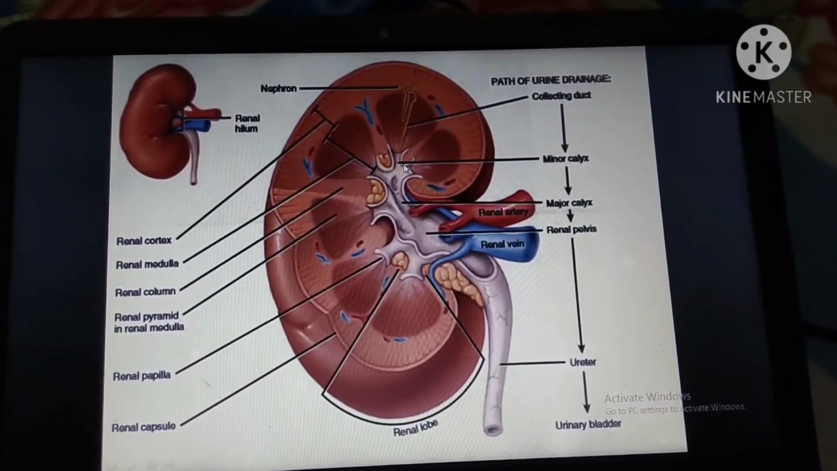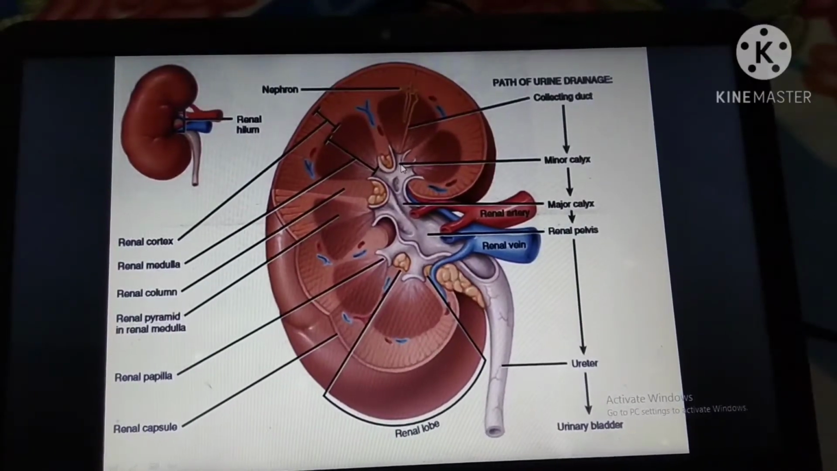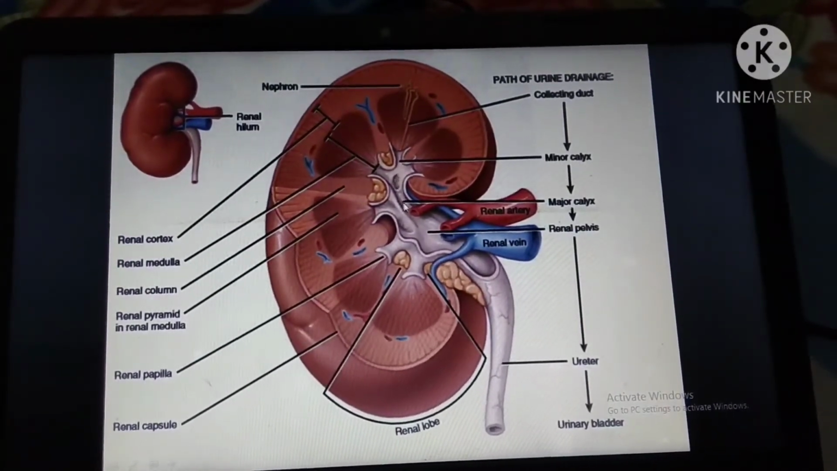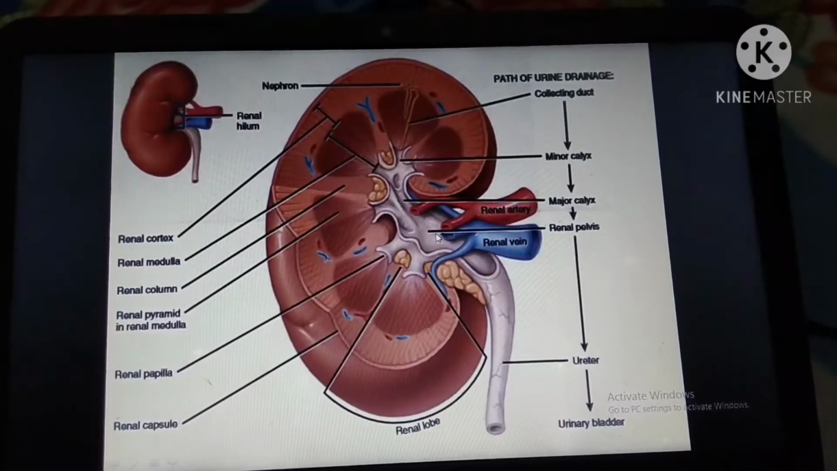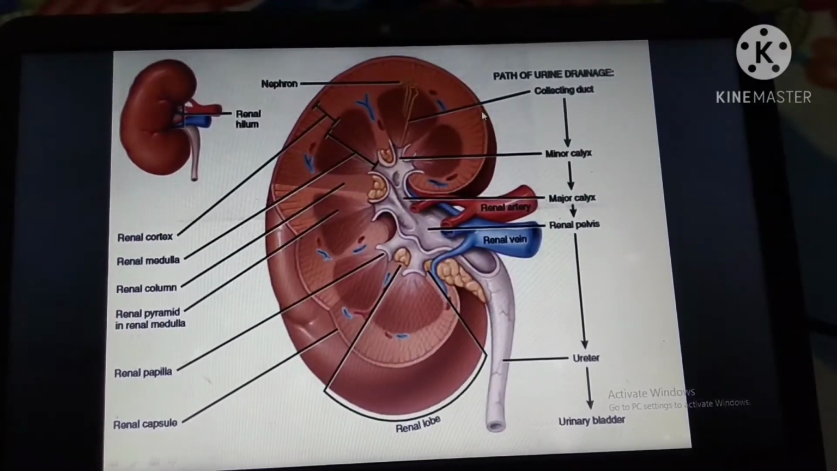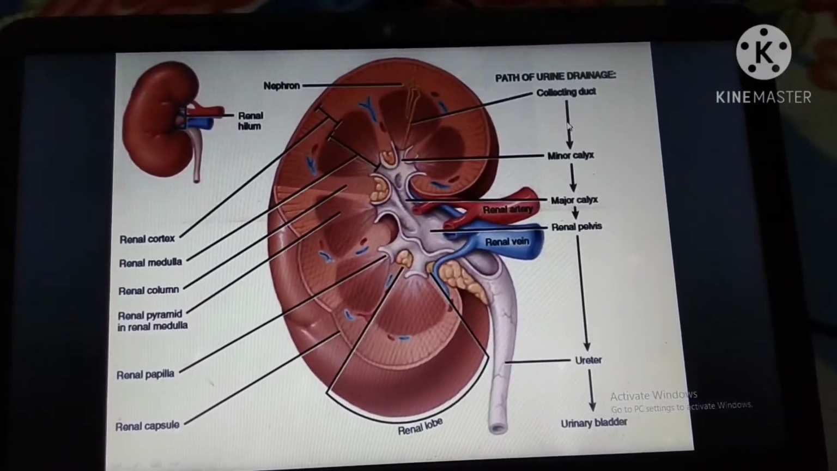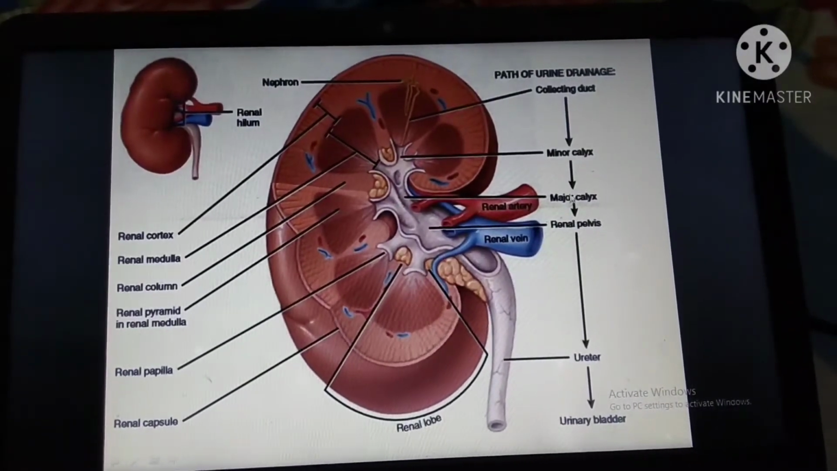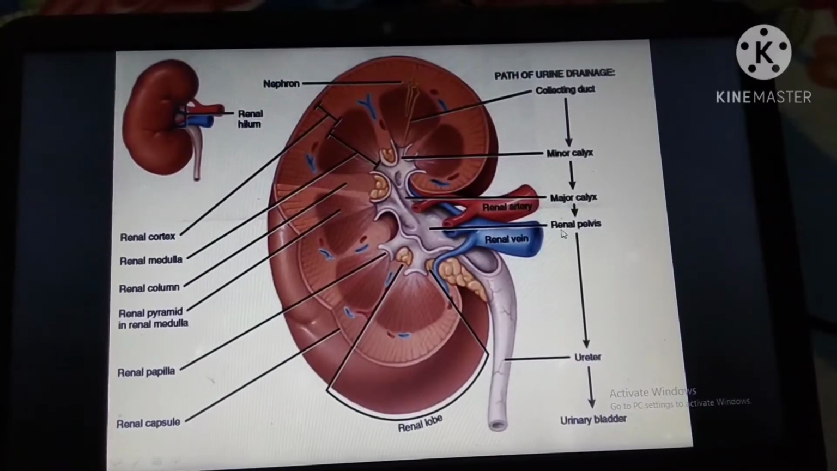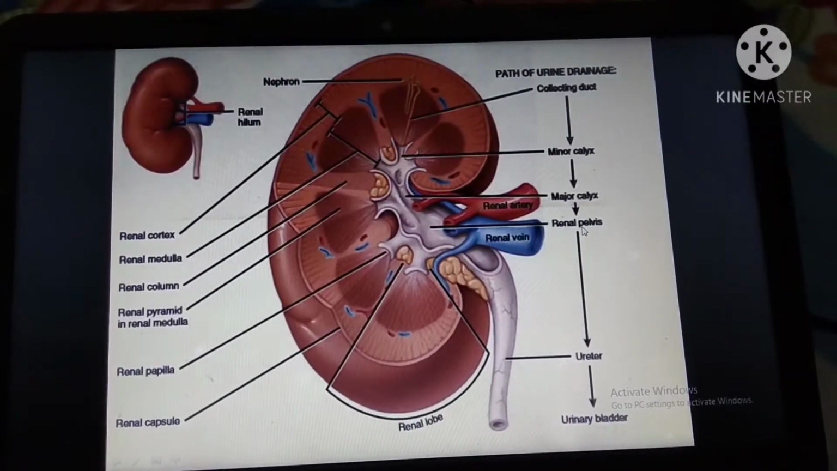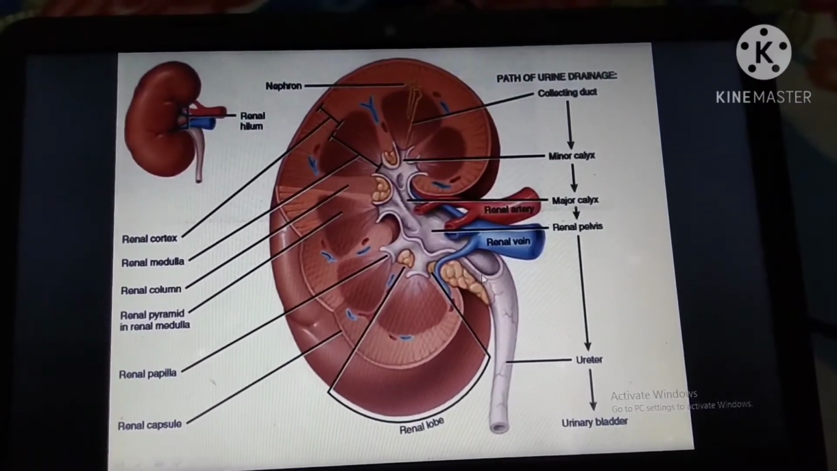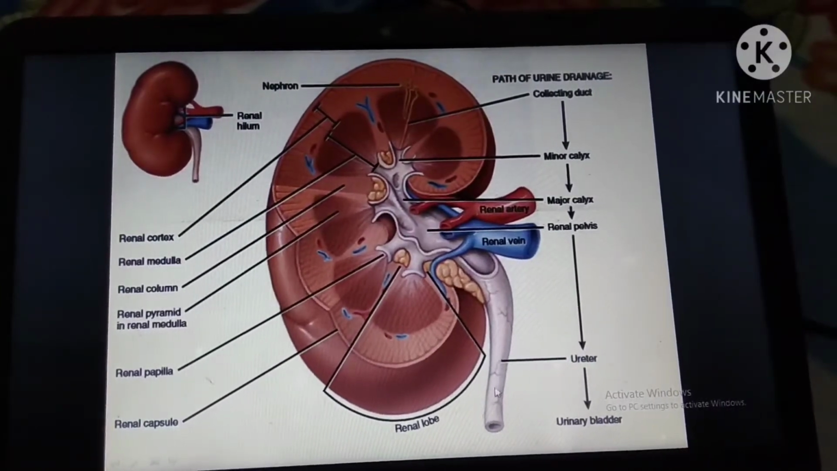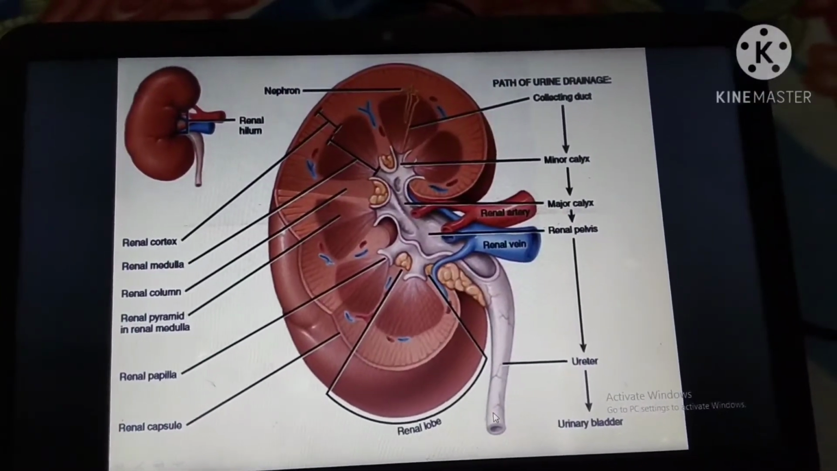Here we show the minor calyx. This is the major calyx. This is the pathway of urine drainage, where the collecting tubule collects the urine into the minor calyx, then major calyx. Afterwards, the urine enters the renal pelvis, then goes to the ureter, and afterwards into the urinary bladder.